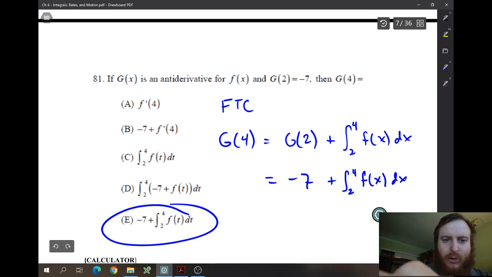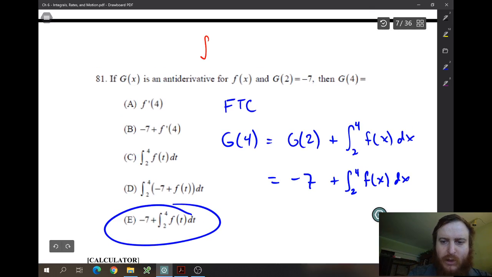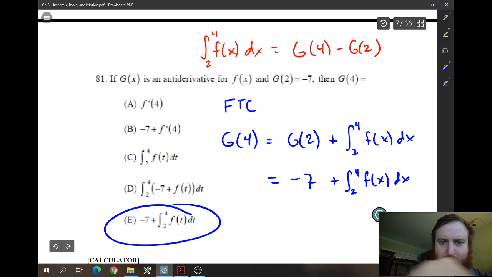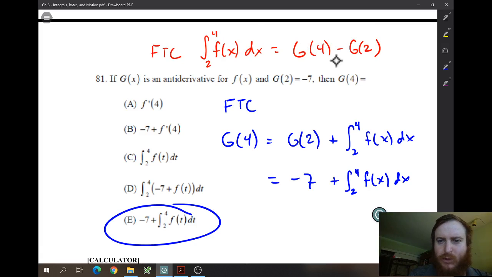Now, you can do the integral of f of x dx from 2 to 4, and then you can say that this would equal g of 4 minus g of 2. That's the original FTC, right? Where 4 comes first, 2 comes second.